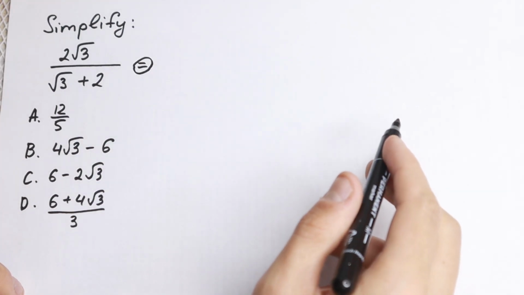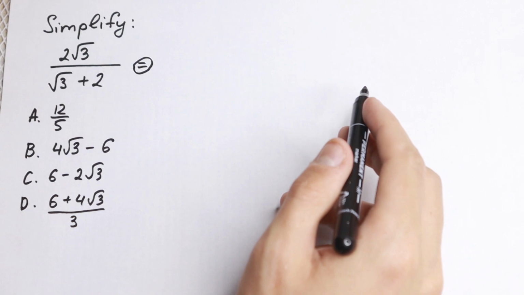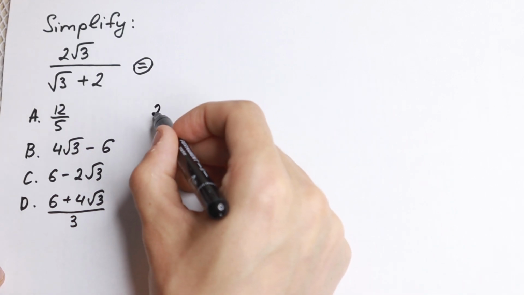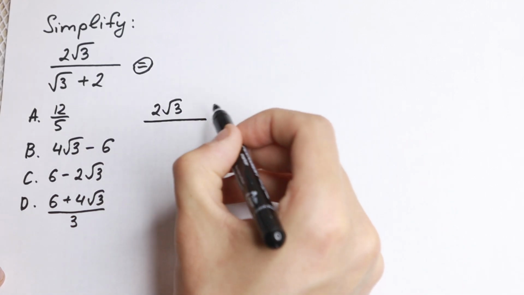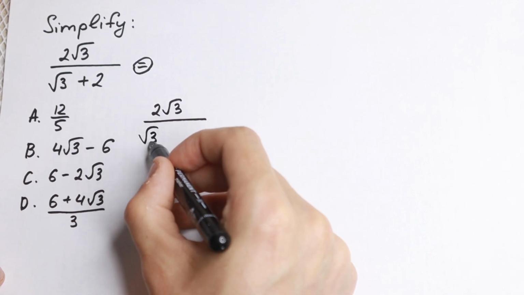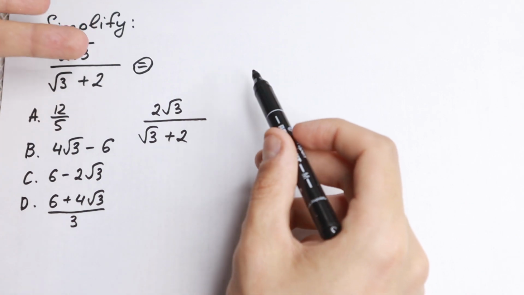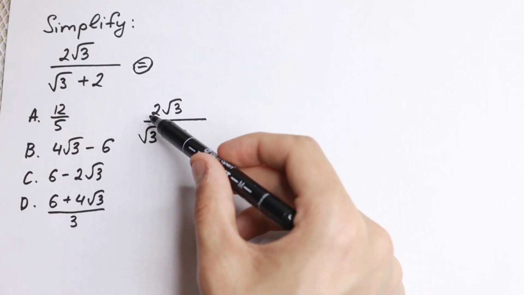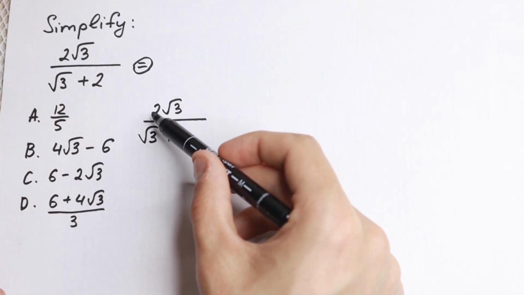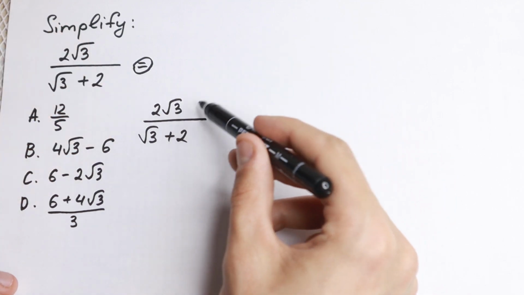So first we need to know about the multiplying by conjugate method. So take a look. We have right here 2 square root of 3 in the numerator, and of course in our denominator we'll have square root of 3 plus 2. So in our numerator we don't have to do anything, because we have an expression with a square root, so there is no way to simplify our numerator.